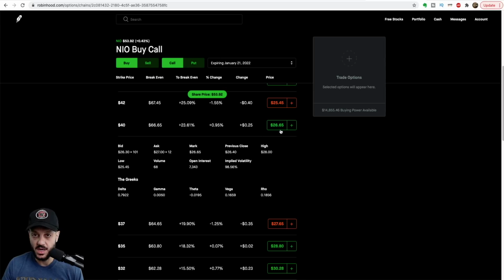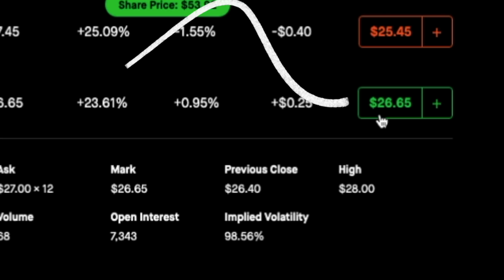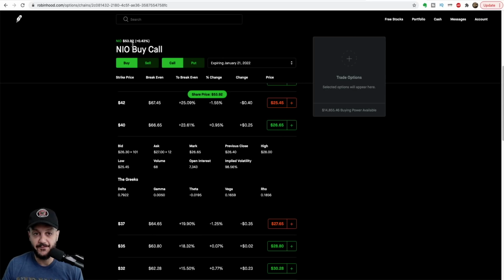And how much is it going to cost us? This is the important part. $26.65. Remember, you have to multiply it by 100 because each options contract represents 100 shares of stock. So instead of $5,400 to buy 100 shares of NIO, this is going to cost us $2,665, and we get to control 100 shares of NIO. And the most important part, the delta is 0.8, meaning that for every dollar that NIO stock moves up, this option will move up 80 cents.